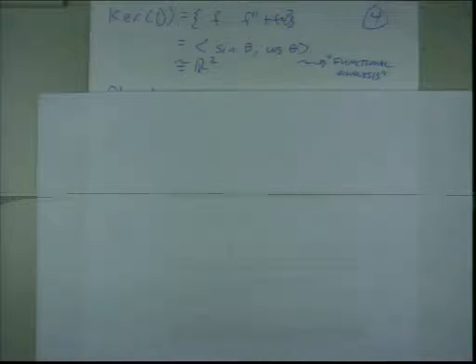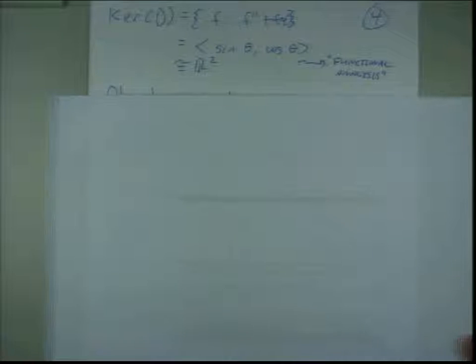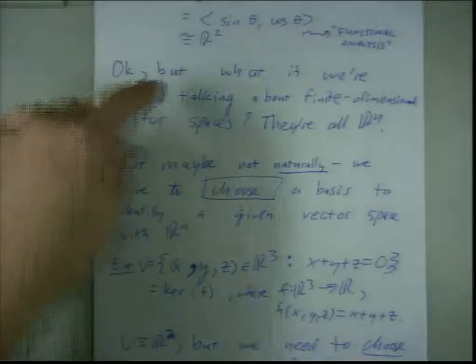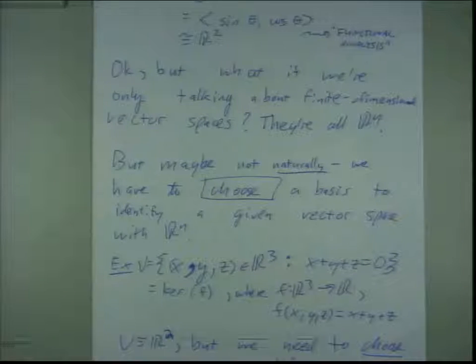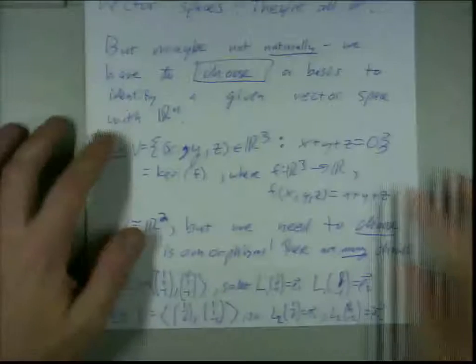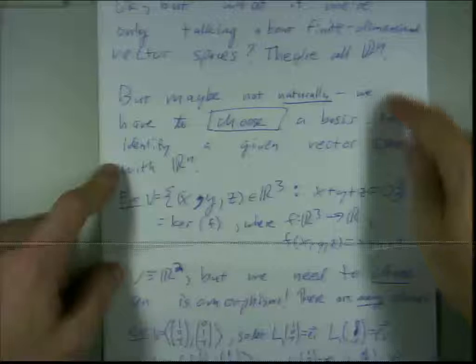Okay, so let's modify the question. If we're working in finite dimensional vector spaces, why do we care about anyone that's not Rn? The thing I was indicating there is that there might not be a natural way to identify something as Rn. Here's another example. As I said, we have to choose a basis if we want to make it isomorphic to Rn.